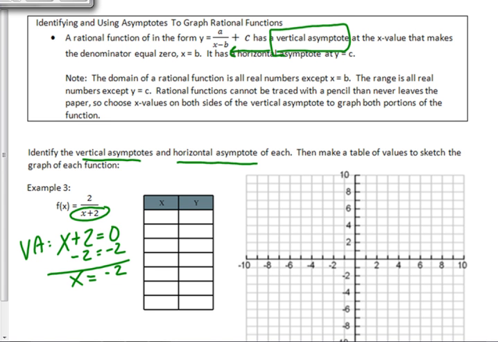So what you're going to do is graph that vertical asymptote, x equals negative 2. Here's where x equals negative 2. And I just make a little dotted line here. That is my vertical asymptote.